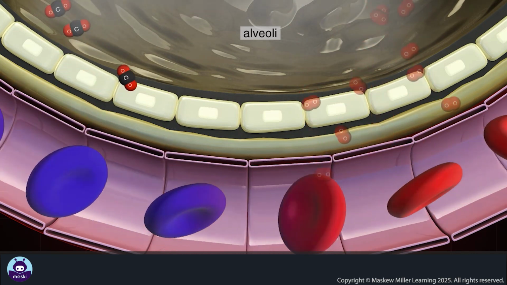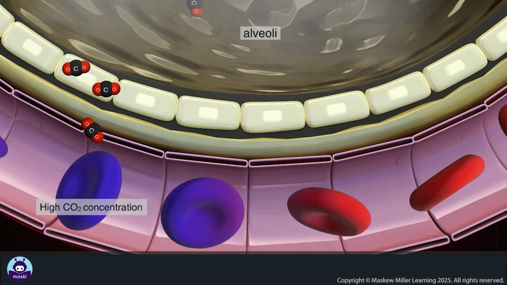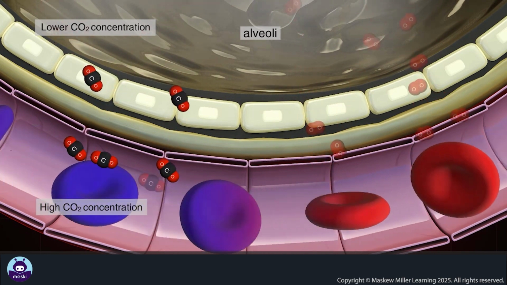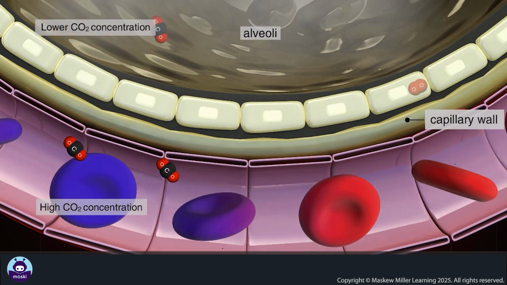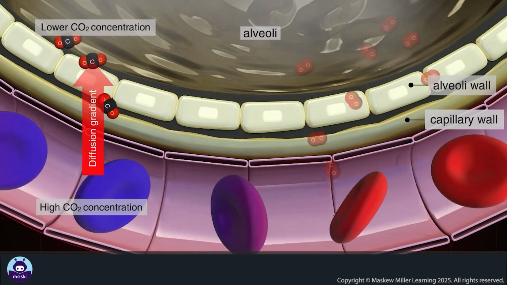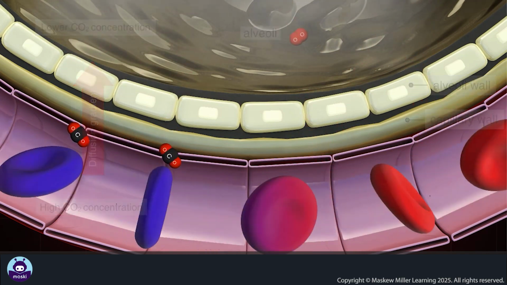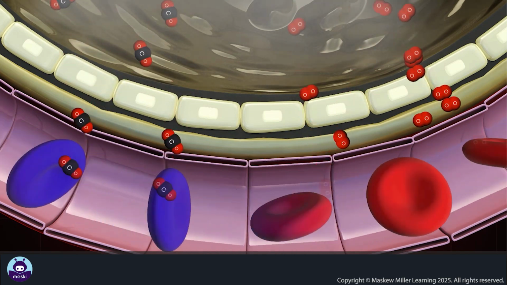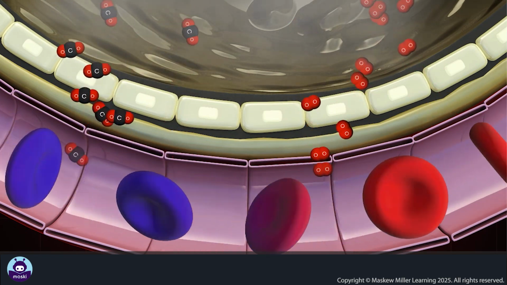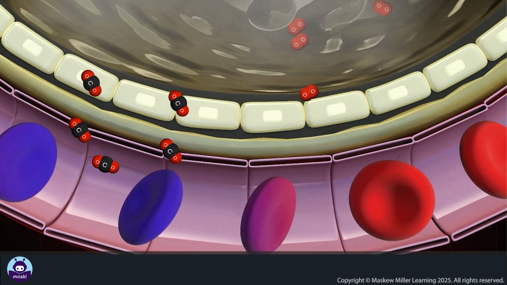Similarly, the carbon dioxide concentration in the blood capillaries carrying deoxygenated blood is more than that in the alveoli. So, the carbon dioxide diffuses across the capillary walls and across the walls of the alveoli along the diffusion gradient. The carbon dioxide is breathed out, exhaled. Thus, gaseous exchange happens continuously as the flow of oxygenated blood in the capillaries and flow of oxygen-rich air in the alveoli is constantly replaced.